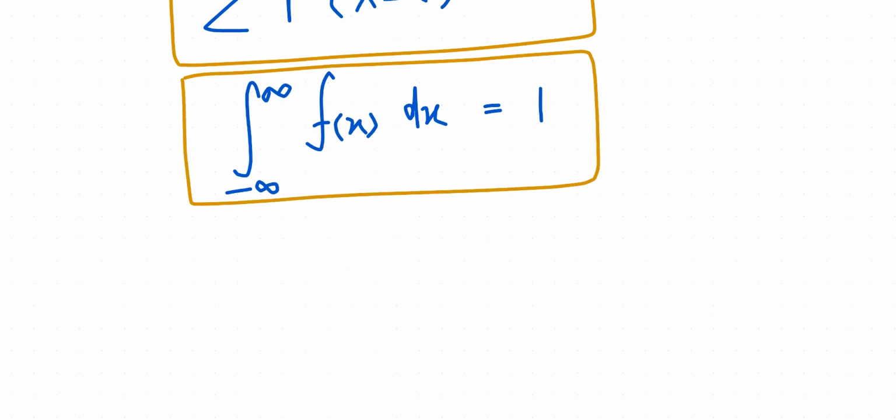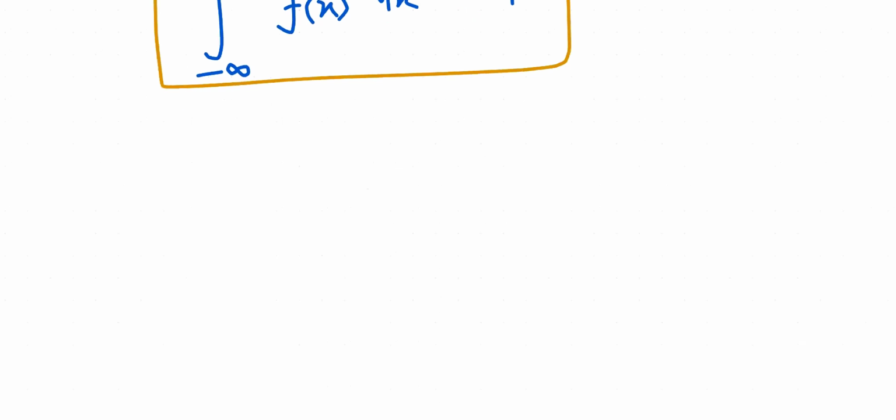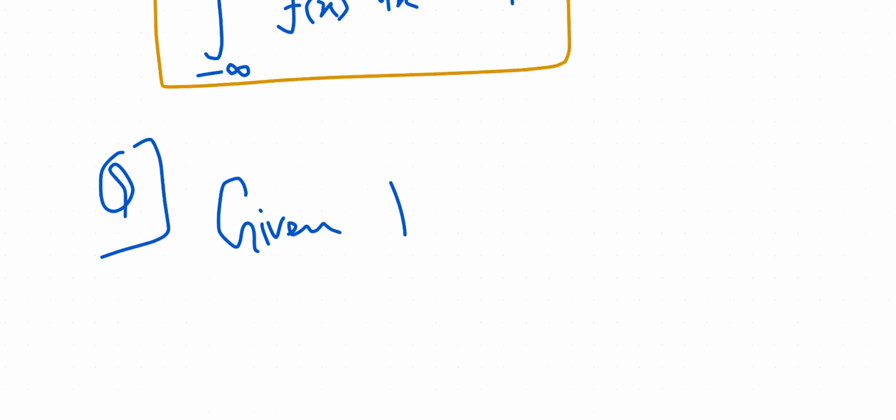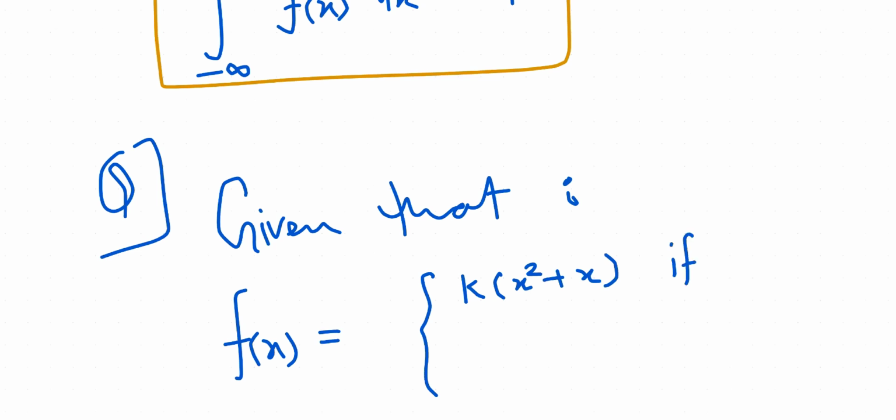So in the question, they have given us the PDF f(x). f(x) is equal to k into (x square plus x) if x is greater than or equal to 0 and less than or equal to 1, and 0 else.